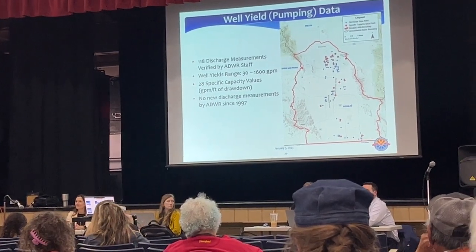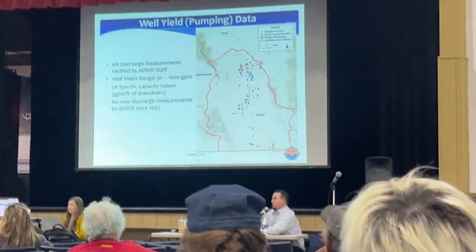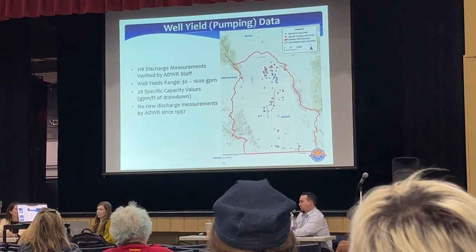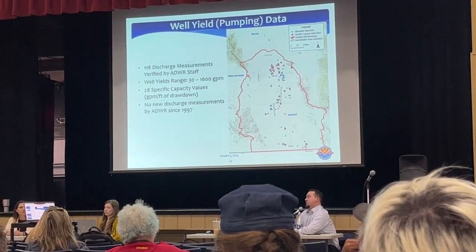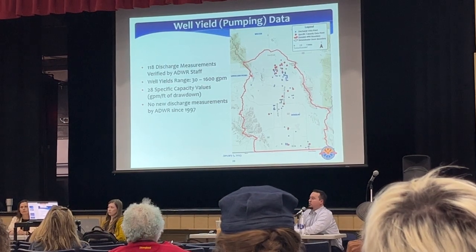The water levels could be domestic, but for the most part, they're all larger wells. What you're showing is irrigation wells. These wells here will all be ones that range from 30 to 1600 GPM. So 30 GPM would imply that it's a domestic well or a smaller well.